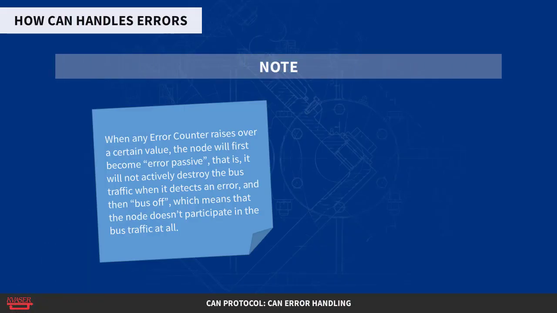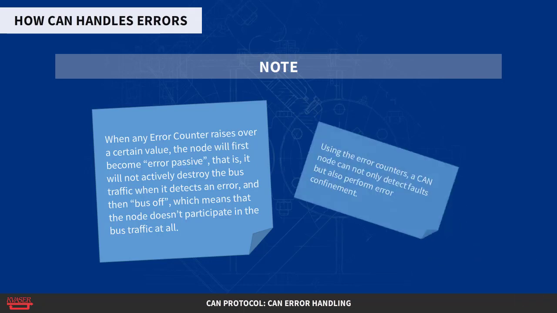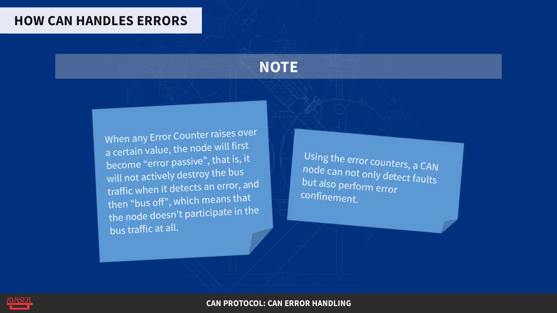When any error counter rises over a certain value, the node will first become error passive. That is, it will not actively destroy the bus traffic when it detects an error, and then bus off, which means that the node doesn't participate in the bus traffic at all. Using the error counters, a CAN node can not only detect faults but also perform error confinement.